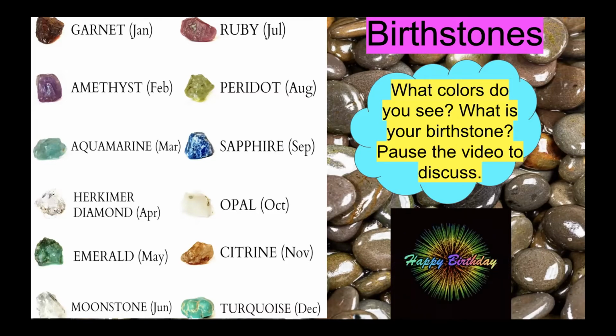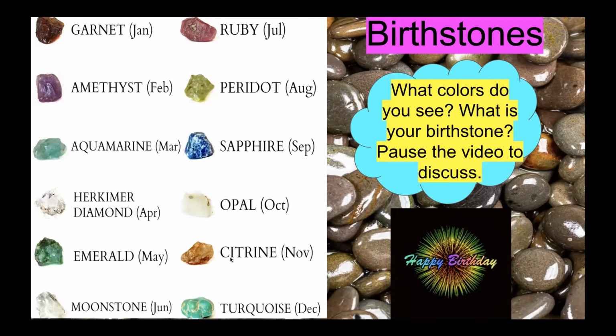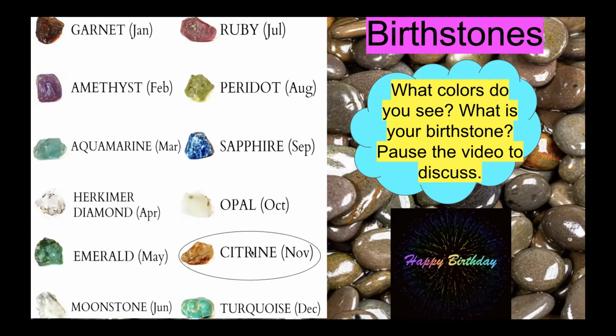I'm going to go ahead and do November because we are in the month of November. If you were born in November, a big happy birthday to you. Your birthstone is a type of mineral called citrine. And what color is citrine? It's a beautiful orange color.